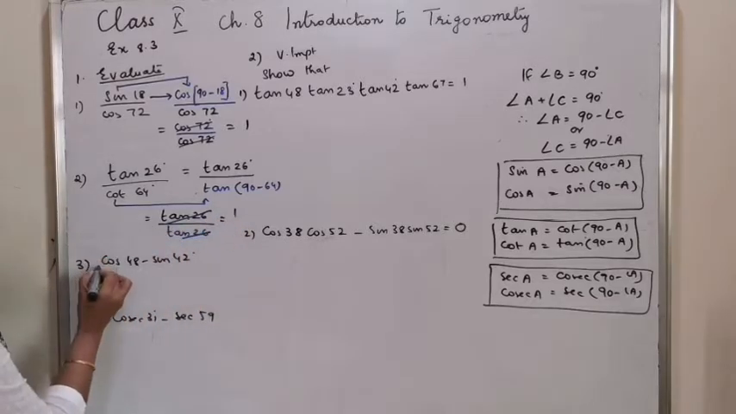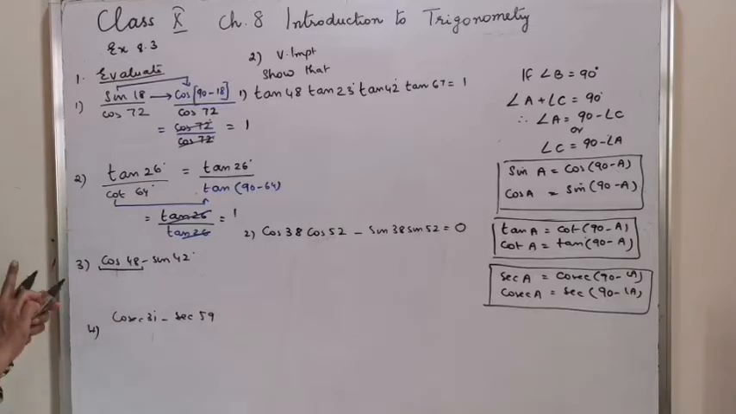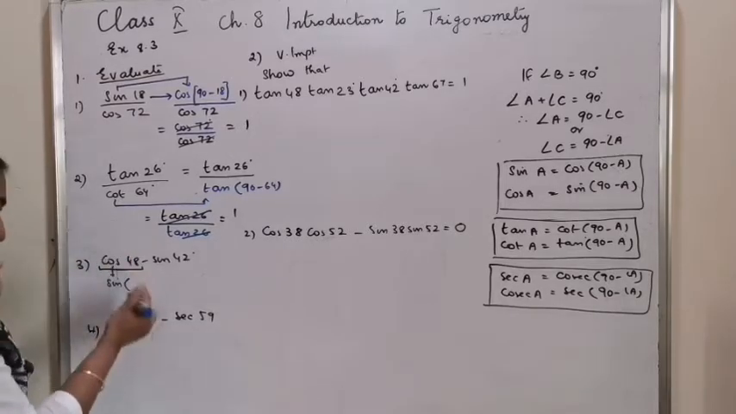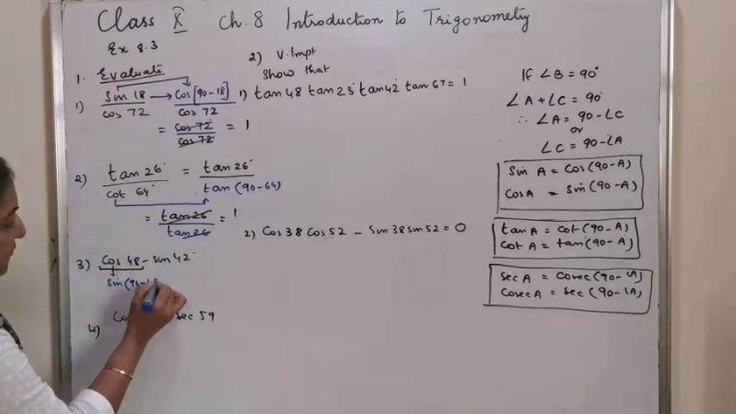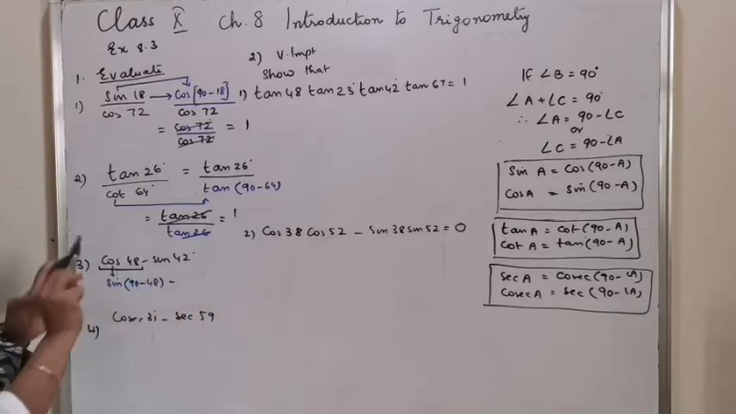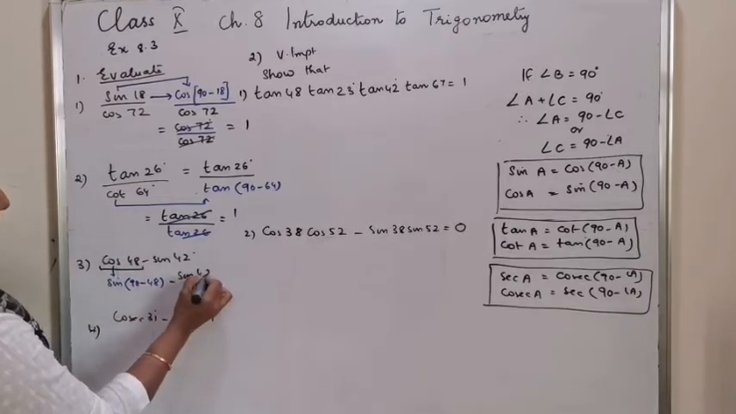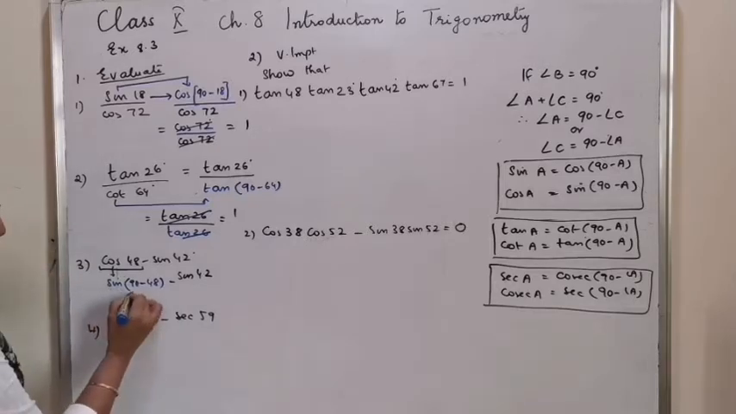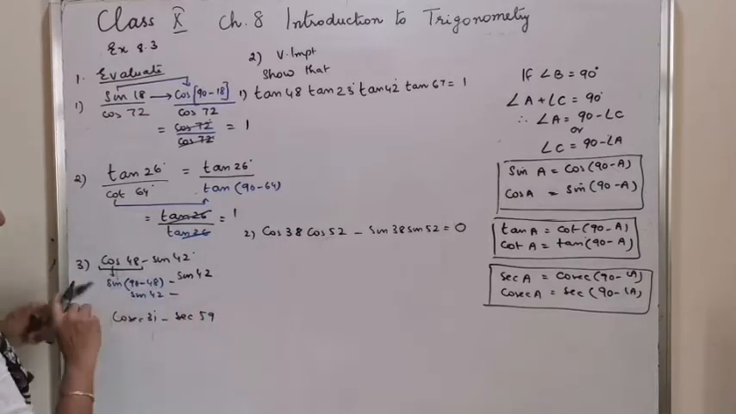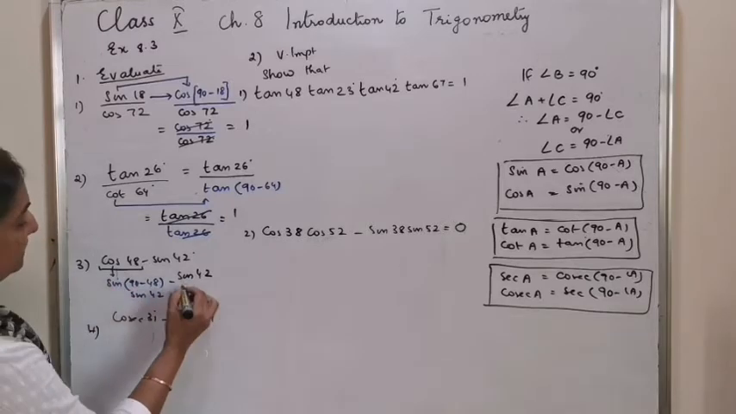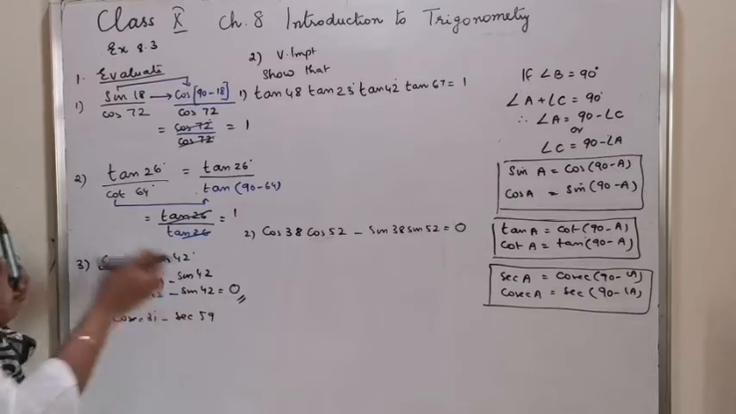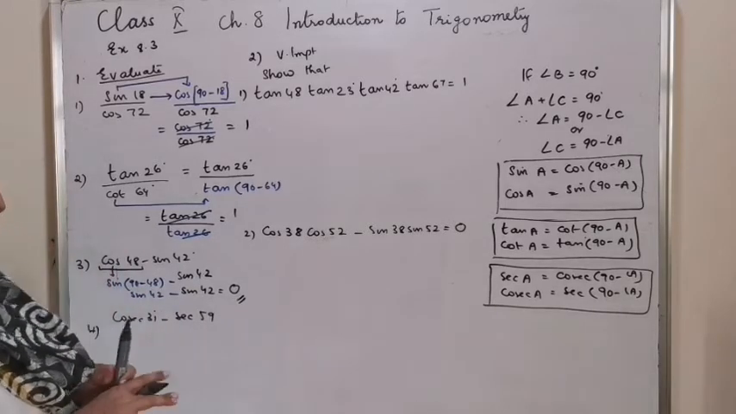Similarly, cos 48 minus sin 42. Only one of them, the cos ratio, will become sine. Immediately 48 will be changed as 90 minus 48, sin 42, and the other sin 42 will be as such. Change only one of the ratios. So sin 42 minus sin 42 is giving you 0.